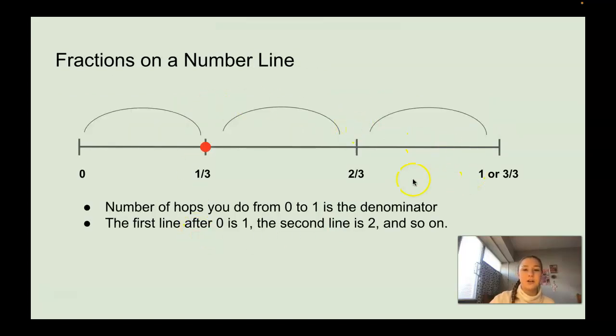Then we talked about fractions on a number line. This example here is using thirds. So remember, the number of hops from 0 to 1 is your denominator. So we have 1, 2, 3 hops. That's our denominator of 3. And the first line or dash is your numerator, after the 0, so we don't include the 0. So 1 is our first check mark. And then our second check mark is our 2, which makes our numerator 2, and our third check mark is 3, 3/3 or 1 whole.